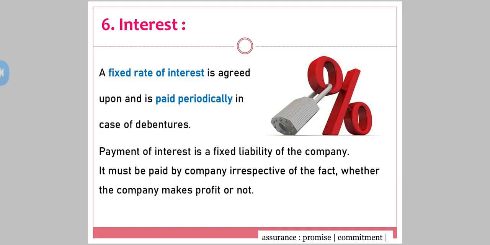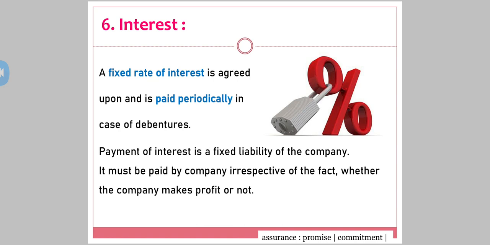Whenever it is mentioned that the company pays periodically, you can say that every year the company is going to pay interest to the debenture holders. Secondly, the most important point, fixed rate of interest. No matter whether the company makes profit or doesn't make profit, the company has to give interest to the debenture holder, and that too at a fixed rate, the rate that is already printed on that debenture certificate. The company is promising to pay that much percent of interest to the debenture holder.